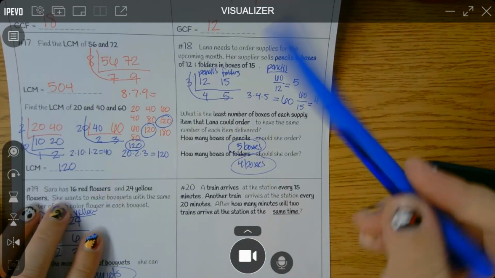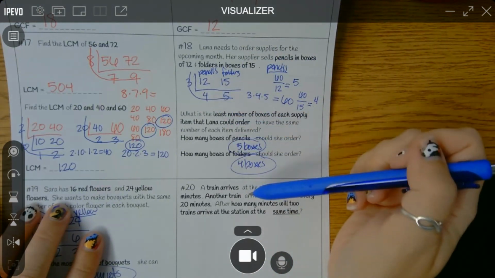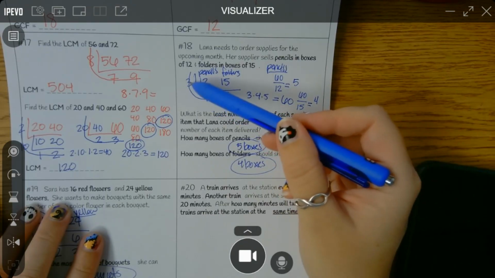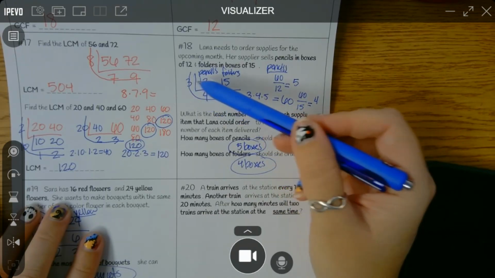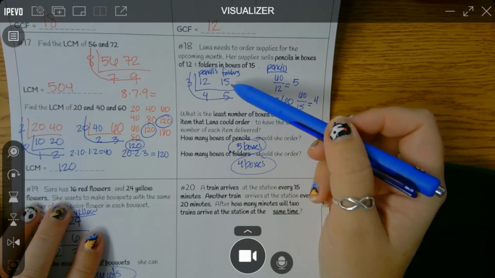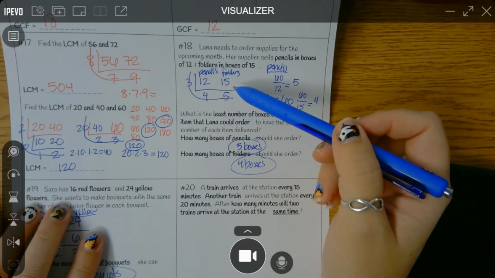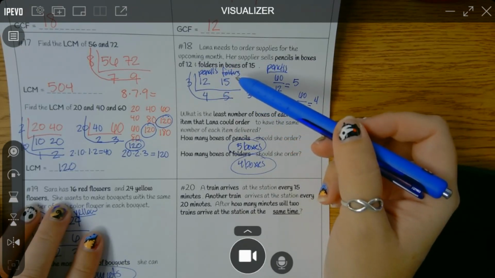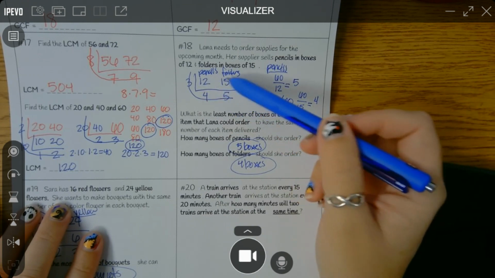Technically you're like, well, then shouldn't there be 4 boxes of pencils, Miss Love? I wasn't talking about 3 groups, right? If I had 3 groups, then yes, there'd be 4 pencils in each group and 5 folders in each group. But I didn't want that. I wanted to have the same number of pencils and folders. So I had 60 pencils and 60 folders. And so then I needed to do something a little bit different. I just took the total and divided it by how many I had.